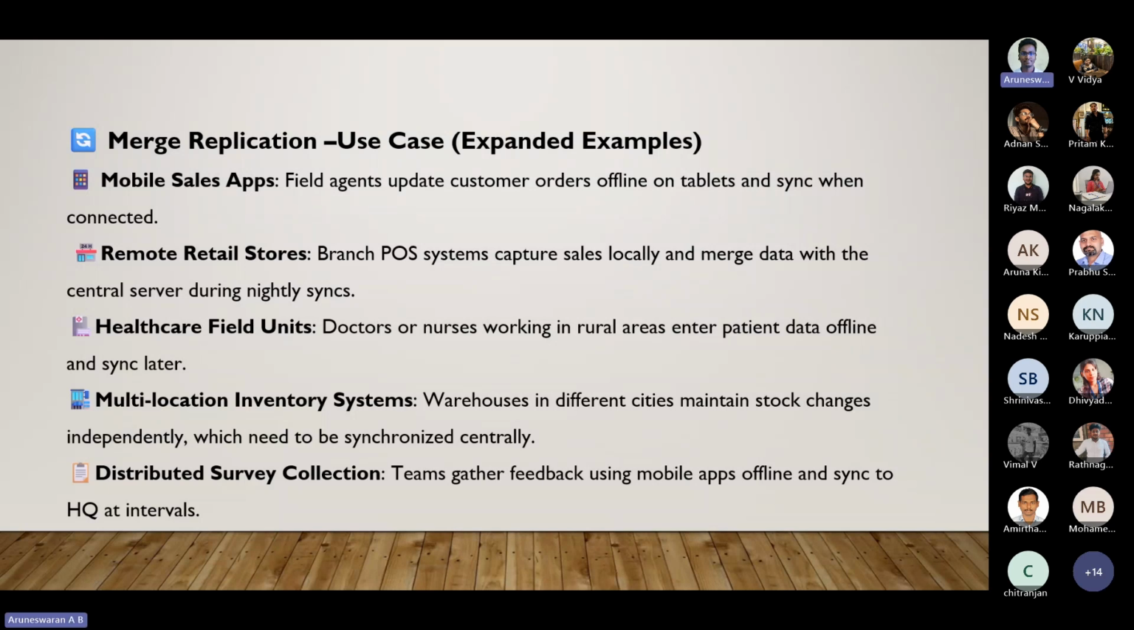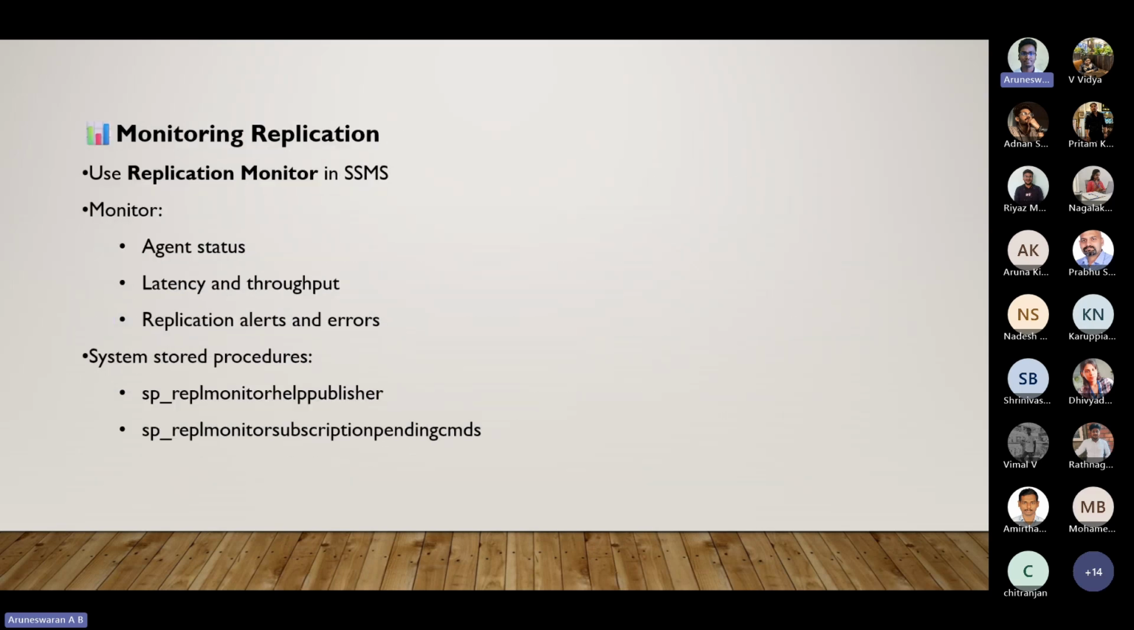The third one is healthcare field units, the fourth one is a multi-location inventory system, and the fifth one is distributed server collection. These are the use cases for merge replication.